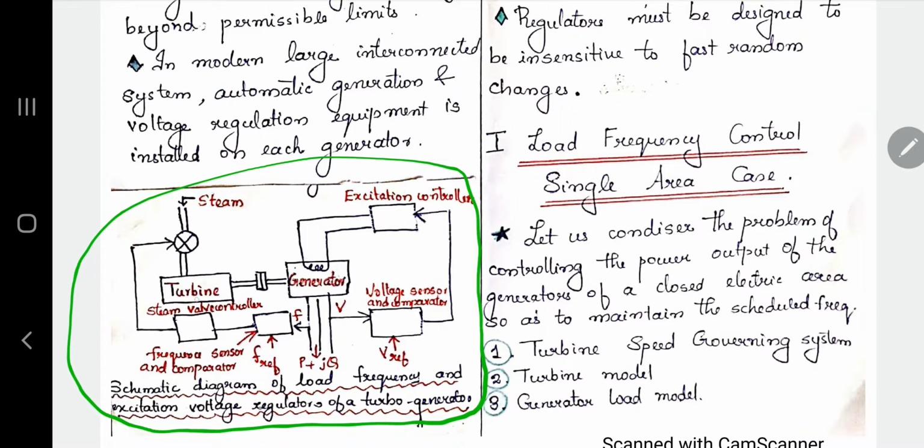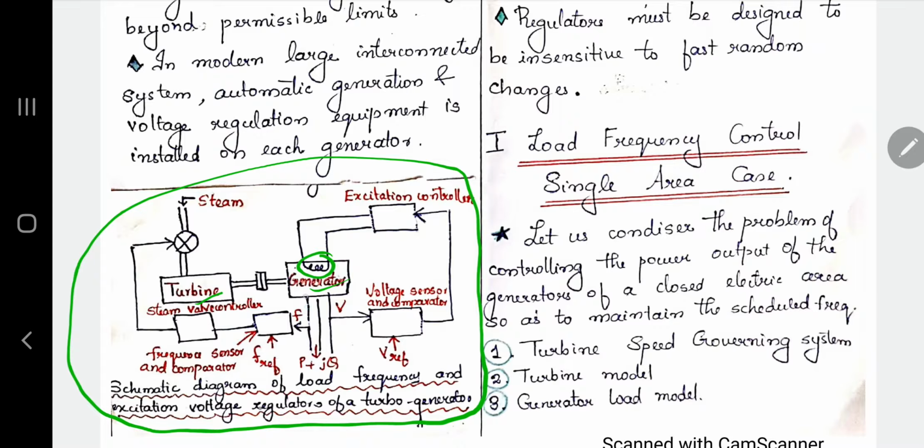You can see there is a turbine and there is a generator. The turbine and the generator are coupled to each other using their shaft. The input to the turbine is steam, and to the generator an excitation is given, that is an excitation coil.